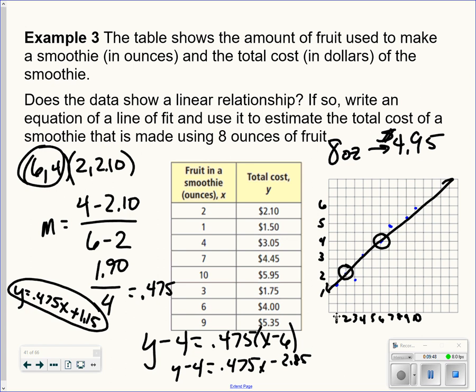Look at your graph. I'm just going to go up on my line here. 8, is that about $4.95? So we are estimating where 8 would be using the equation. Now, this is a pretty inexact way of doing things, okay? Meaning I drew that line in, I picked 2 points. So on a test or a quiz, a lot of times I will tell you which 2 points to go ahead and use in your scatter plot.